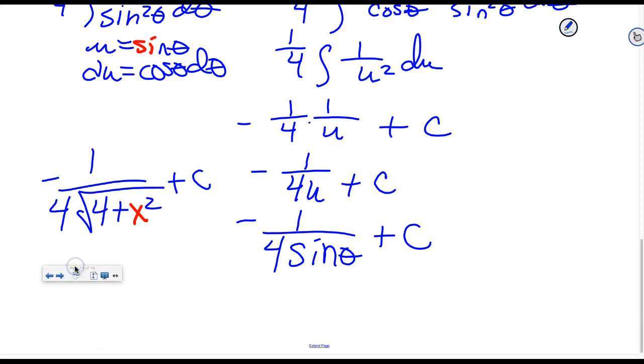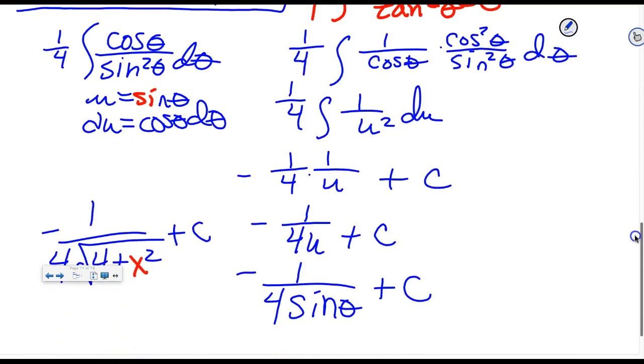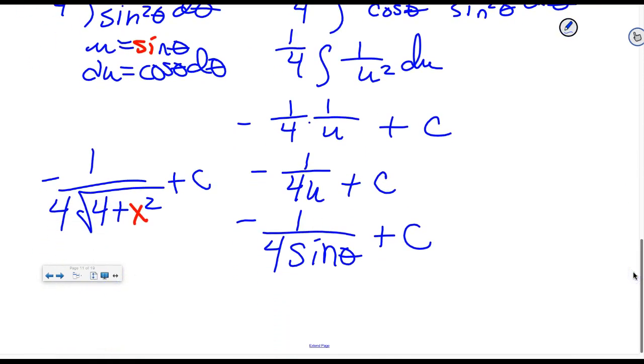Rowan, you working on it? Yep. I was just going to say, when you were doing the U sub before, when you had the cosine over sine squared, one thing you can do is turn that into cotangent and cosecant, and you could go that route. Yeah, you can, if you recognize that. And then just go back to your triangle.